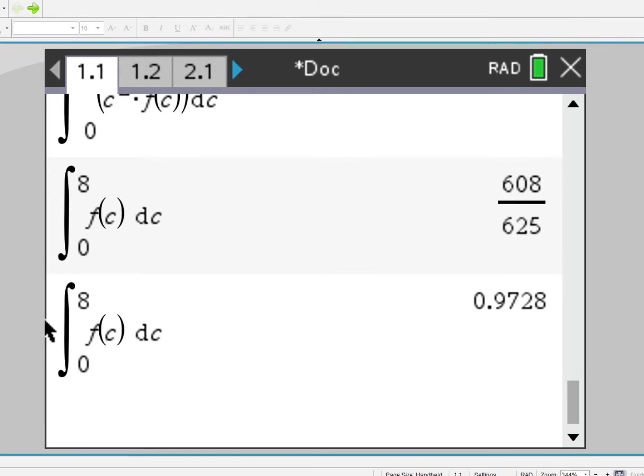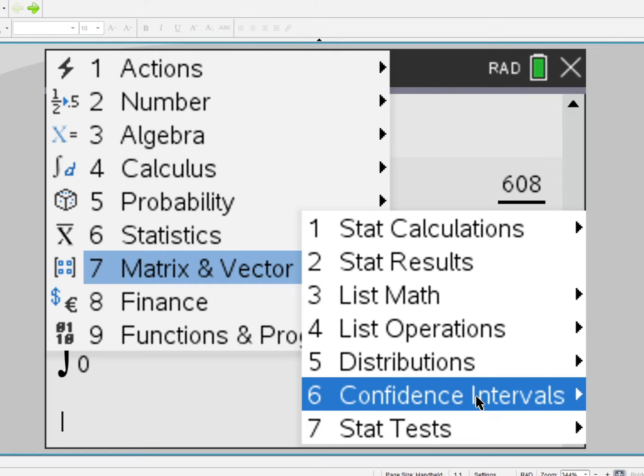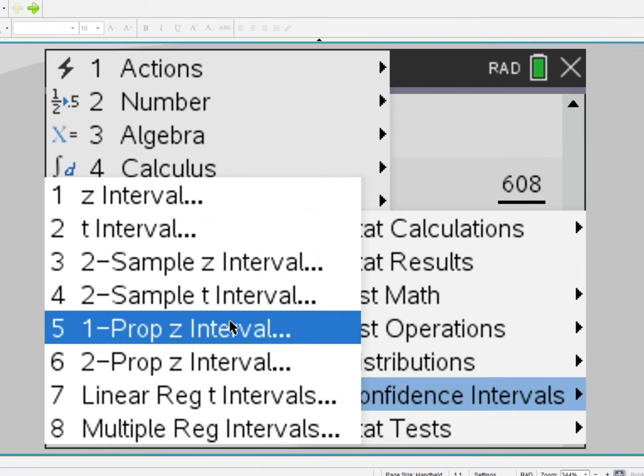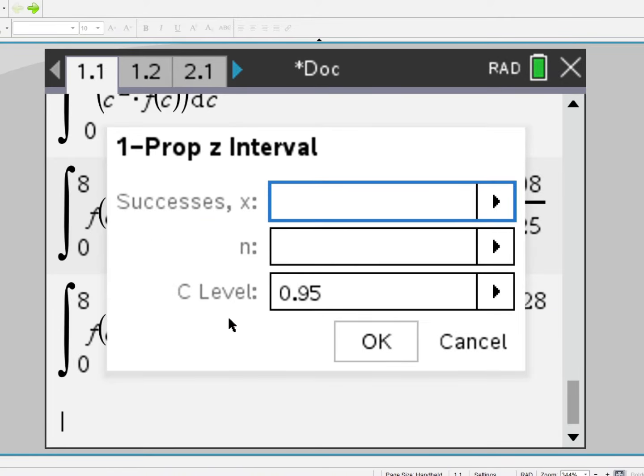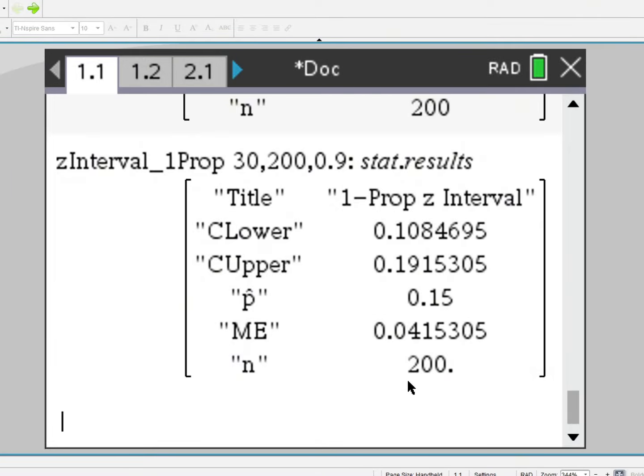You just basically go to menu, you go to statistics. You go to confidence intervals, and you basically go to 1 prop Z interval. So now you have successes. What is the successes? You remember our successes was 30. And out of the total, the sensors were 200. So 30 were defective out of those 200. And the C level is what's the confidence level? Remember, we're finding 90% confidence. So make sure it's 0.9. Press OK. Control Enter, and this gives you all the information that you need.